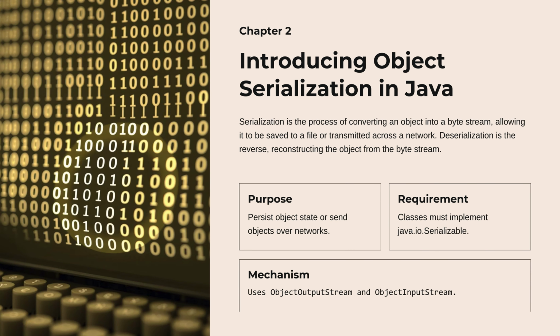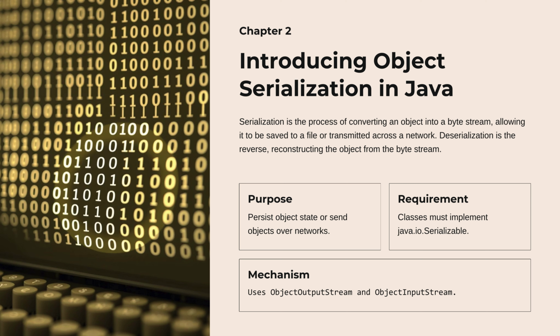Chapter 2. Introducing Object Serialization in Java. Serialization is the process of converting an object into a byte stream, allowing it to be saved to a file or transmitted across a network. Deserialization is the reverse, reconstructing the object from the byte stream.